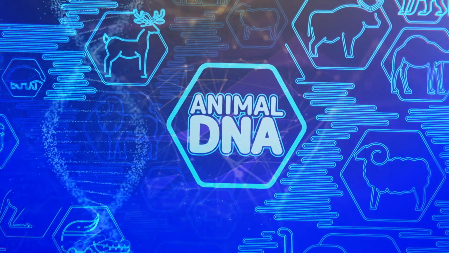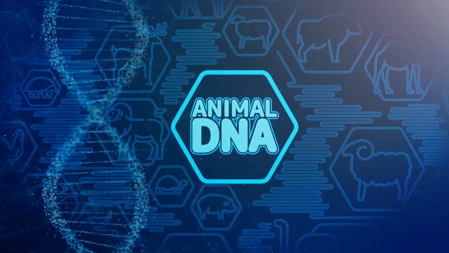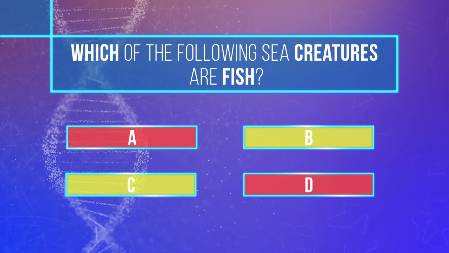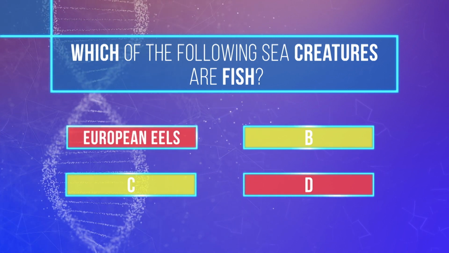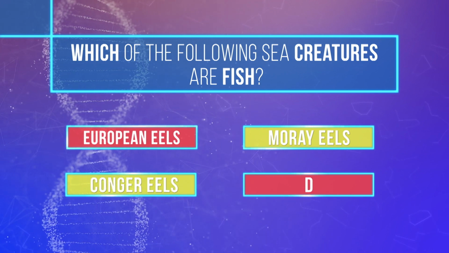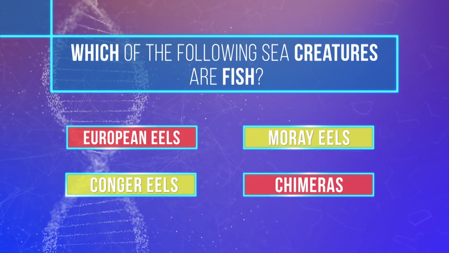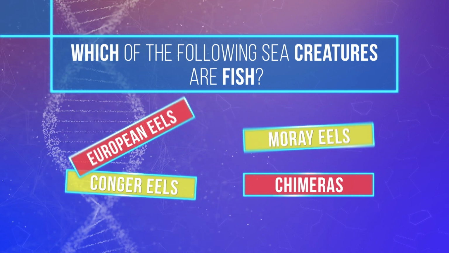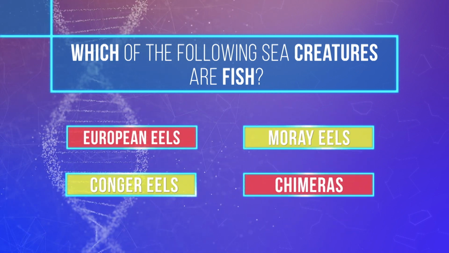Welcome back to Animal DNA. Let's see if you can answer this trivia question. Which of the following sea creatures are fish? A. European eels. B. Moray eels. C. Conger eels. D. Chimeras. This is a bit of a trick question. The answer is all of them.